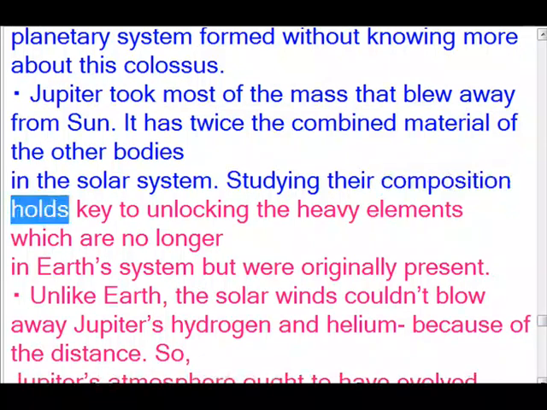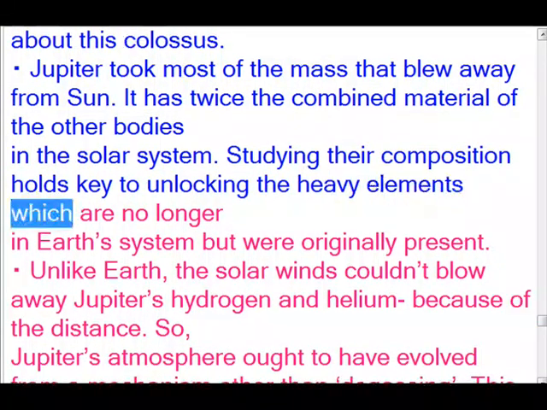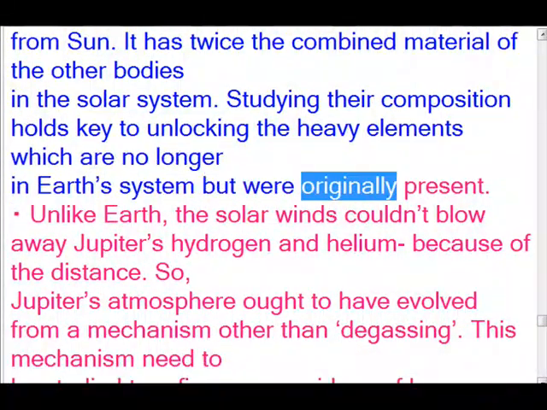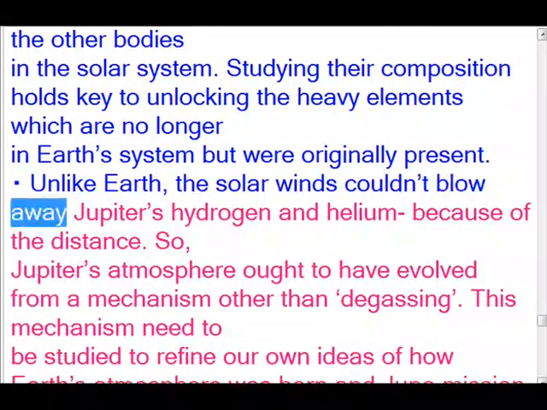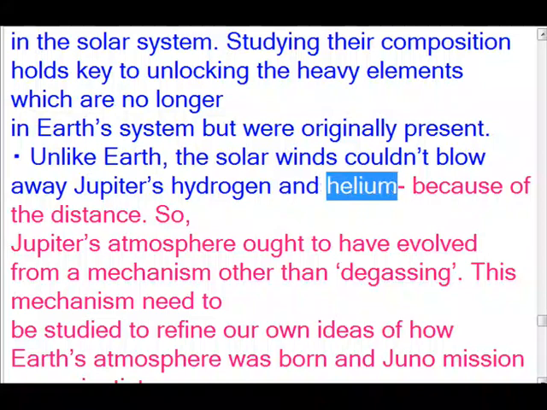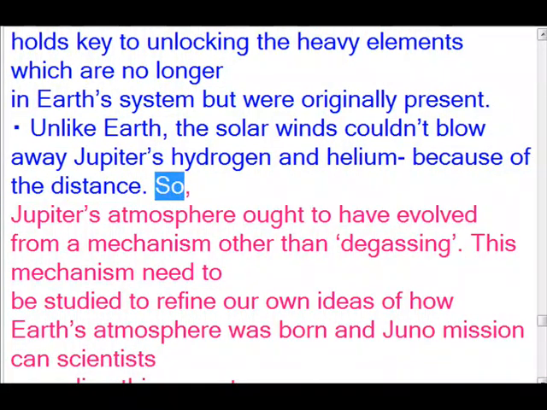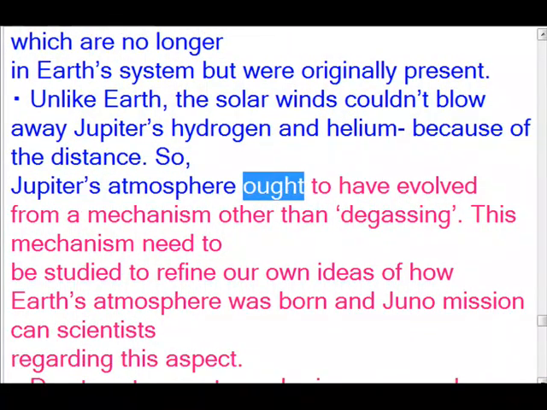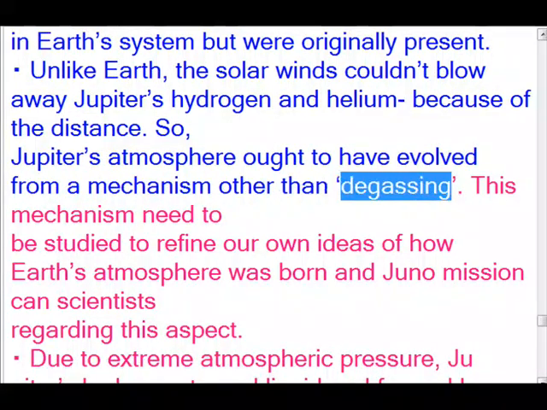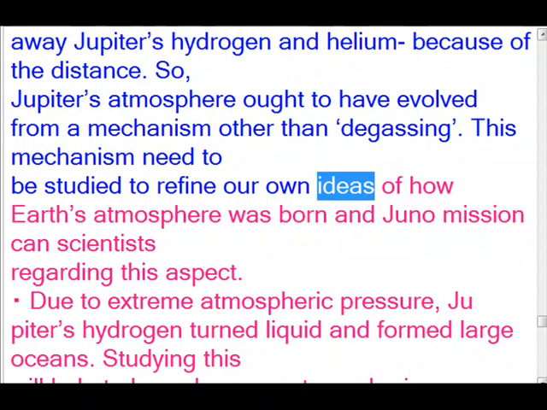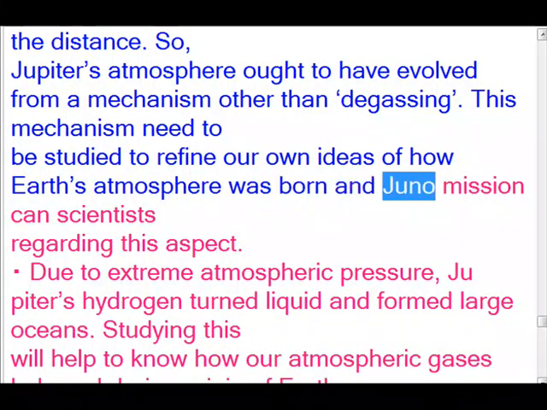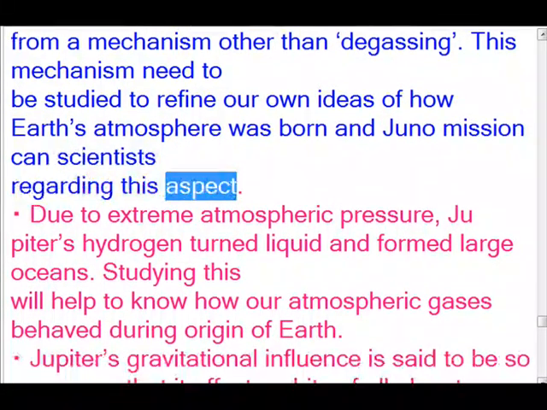Studying their composition holds the key to unlocking the heavy elements which are no longer in Earth's system but were originally present. Unlike Earth, the solar winds couldn't blow away Jupiter's hydrogen and helium because of the distance. So, Jupiter's atmosphere ought to have evolved from a mechanism other than degassing. This mechanism needs to be studied to refine our own ideas of how Earth's atmosphere was born, and the Juno mission can help scientists regarding this aspect.